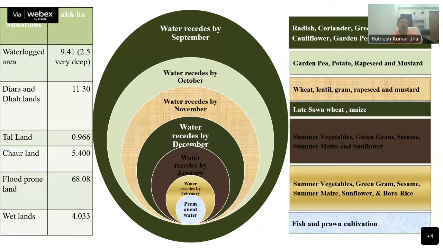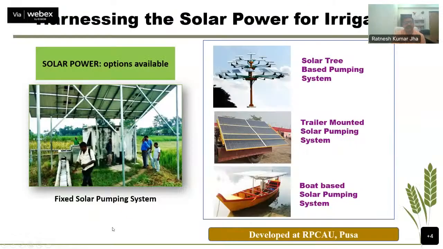So the boat will be in the water, and it will put that water on the upper side of the crops that are filled and irrigated. So this is the solar irrigation system developed at our university. There are three systems: solar tree. You can plant anywhere in the Dhab area, in the Chaur area, in the riverine valleys.